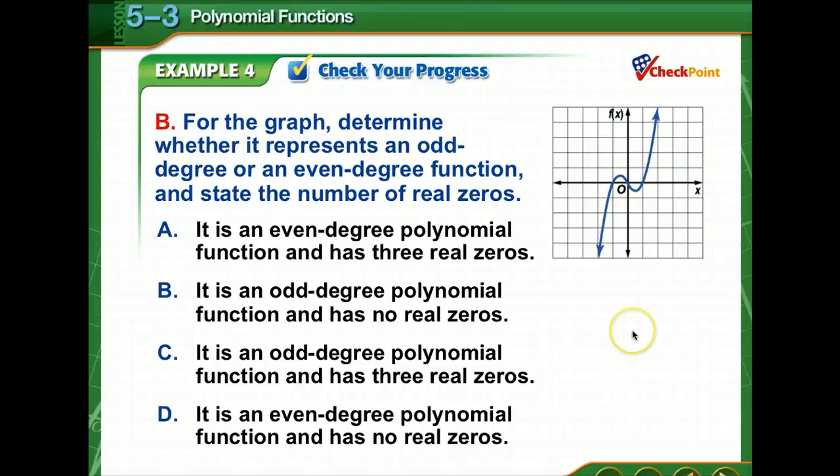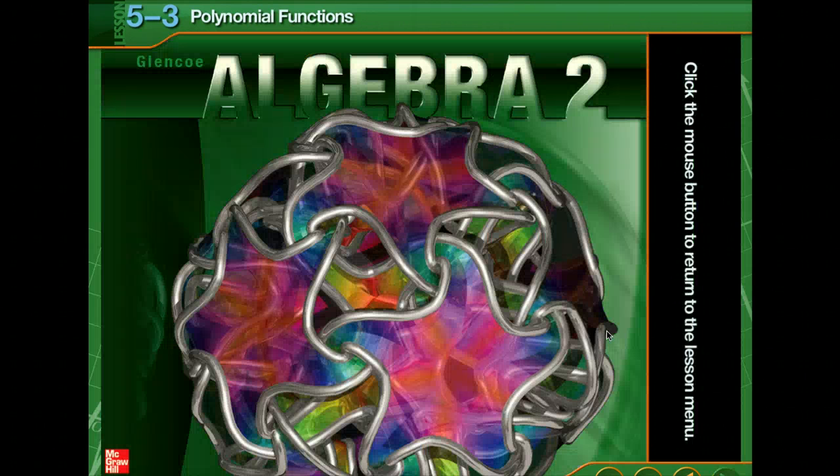Let's try another one. So pause for a moment, study this graph, and then tell me which answer did you select. It is odd. The ends are going different directions, and it has 1, 2, 3 real zeros. Very good. Okay, you're ready to practice on the assignment. Good job.